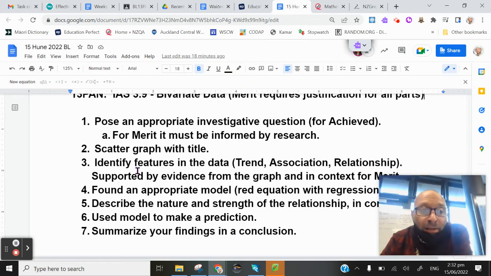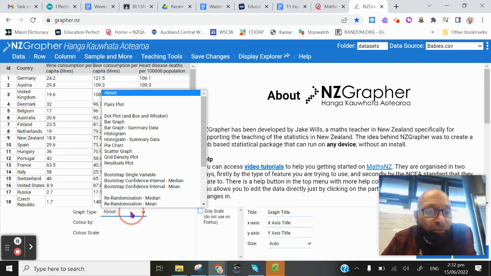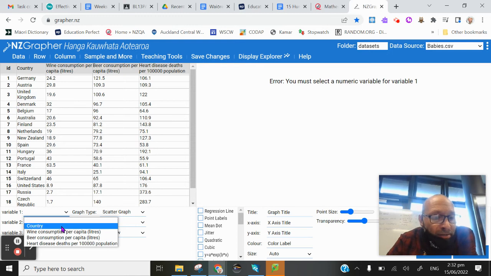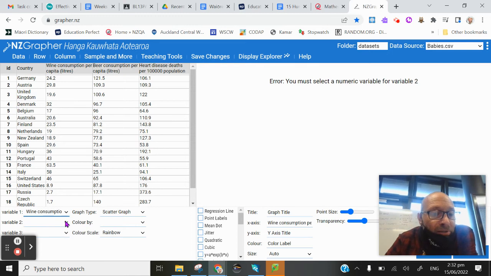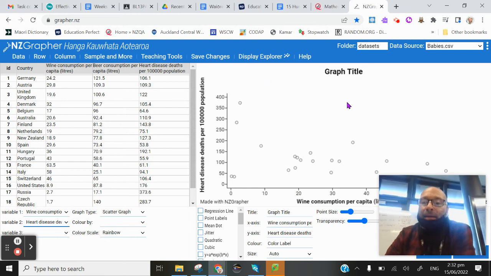For our second part, we want a scatter graph with the title. Now, the scatter graph is going to be our graph type. Our variable 1 is the one that does the influencing. I think wine consumption might have an influence on heart disease deaths.